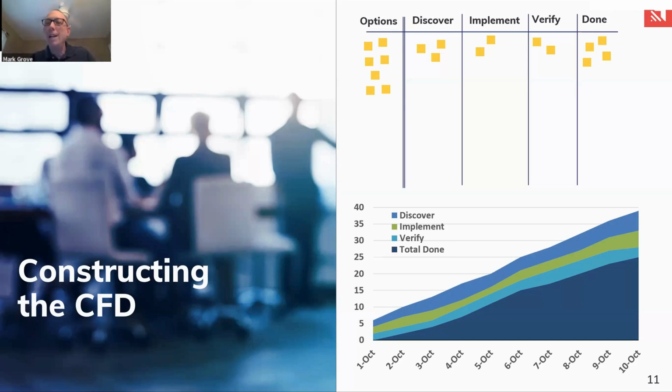The CFD below mimics what you're seeing above. So discover, implement, verify, done are the bands of the CFD. And I have a little key there. Each color coordinated band represents that item on that board that you see above, okay? I'll get into a little more detail as we go on, but I'll wrap this part up by saying the x-axis is time, and the y-axis, the vertical axis, is the number of items in the workflow. And I'll talk about what that exactly means. And again, if you have any questions, please let me know.